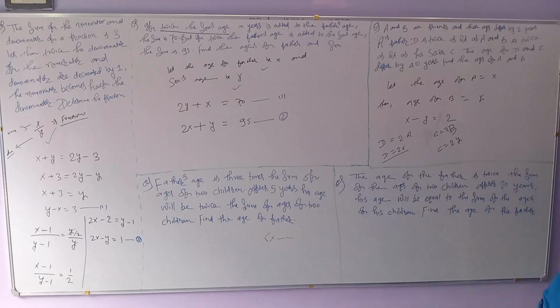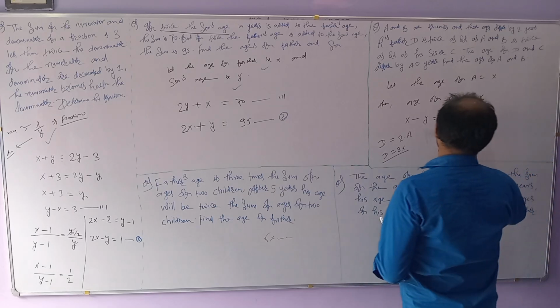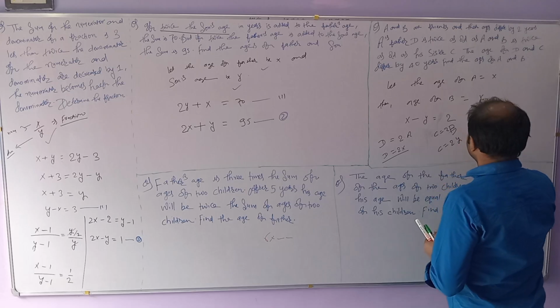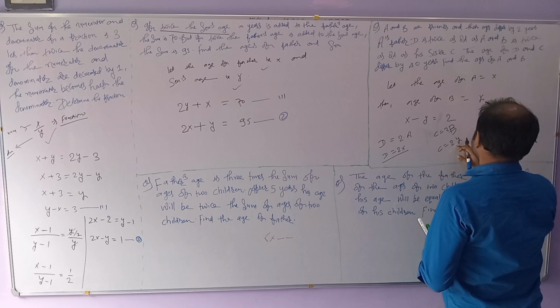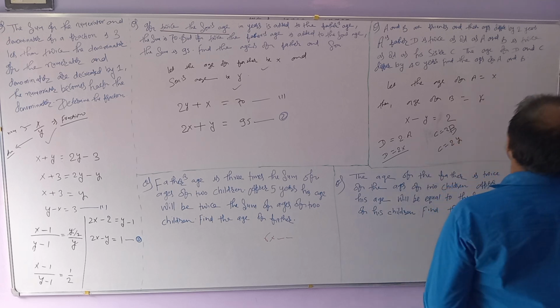B is twice as old as his sister C. That means B is 2Y.